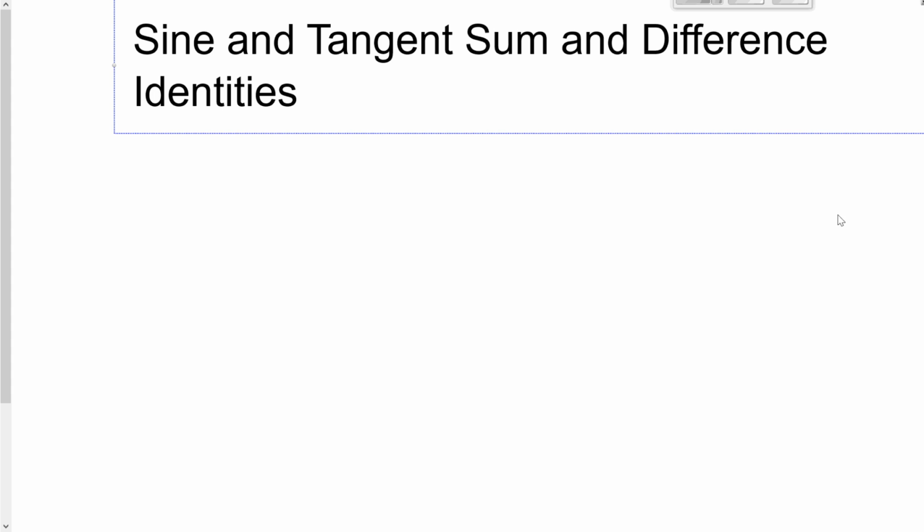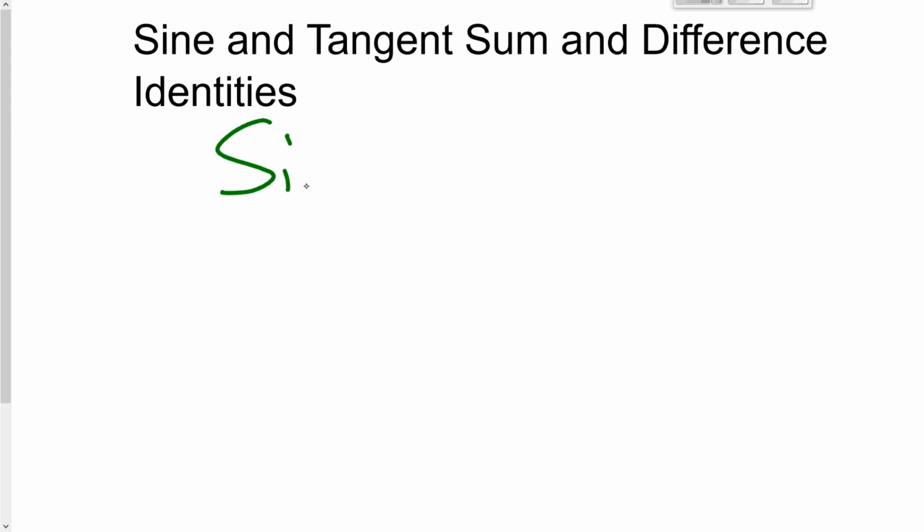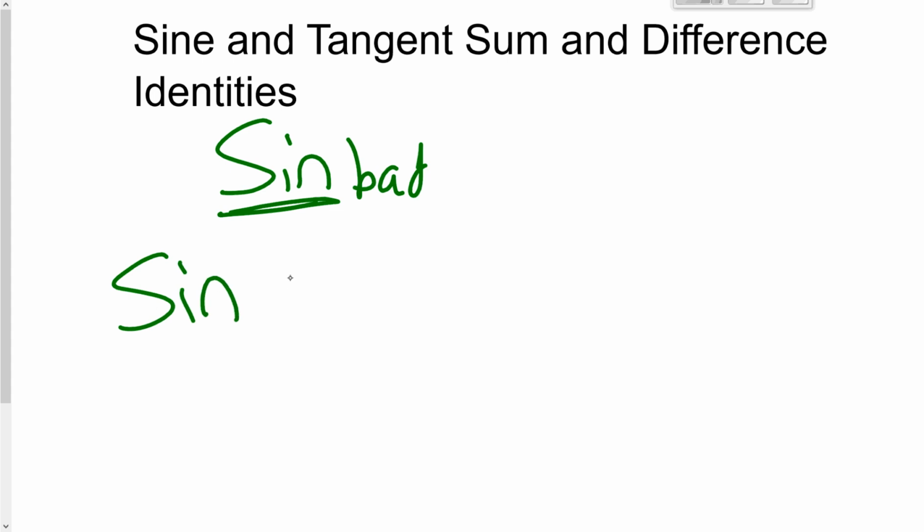7.3. This next video is going to be on sine and tangent, the sum and difference identities of those. And so sine, we're going with the story, the love story, which on Cosette's part is not really a love story, but on Sinbad's part it is. So we have Sinbad. So Sinbad, sine.